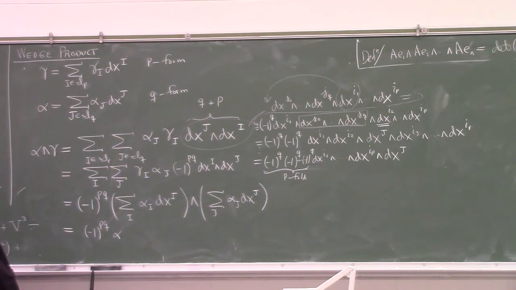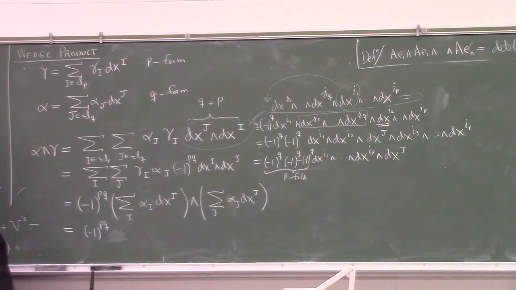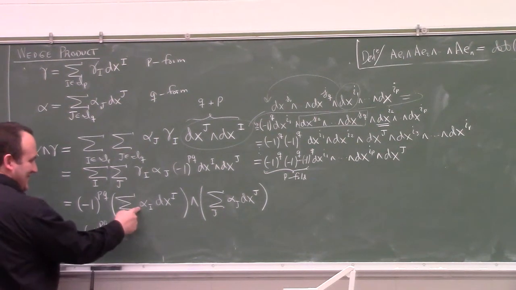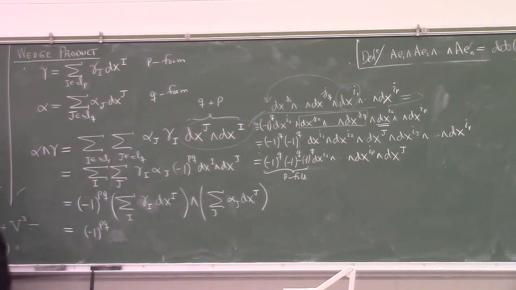There's actually just one mistake on the board. It's just very upsetting to me that I did it. Can you tell me what my mistake is? Two alphas, right? Which one of these alphas is not an alpha? No. That's supposed to be gamma sub i. Dummy. Anyway, so that's gamma wedge alpha.